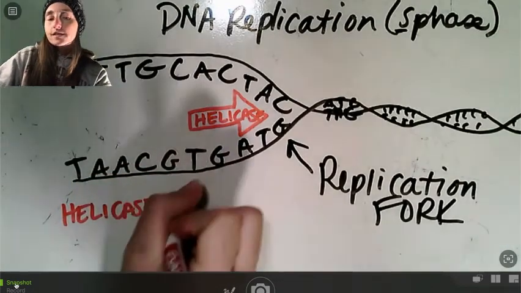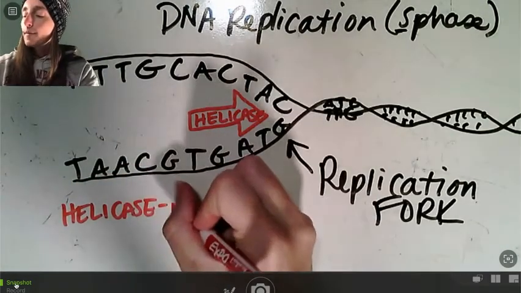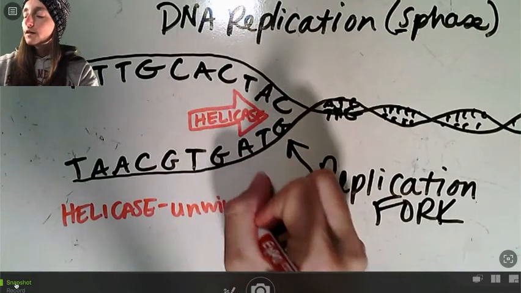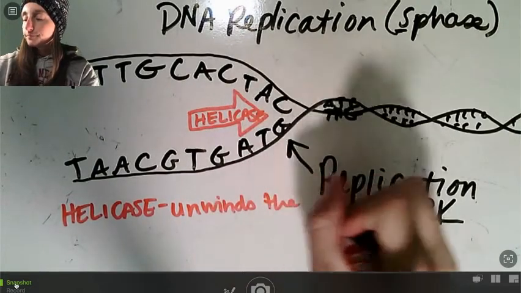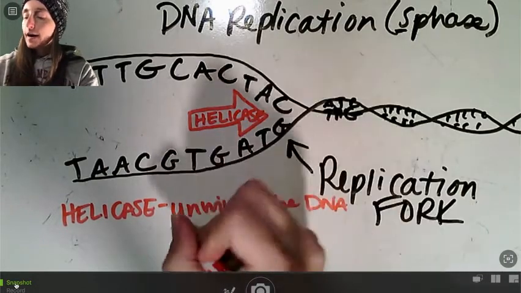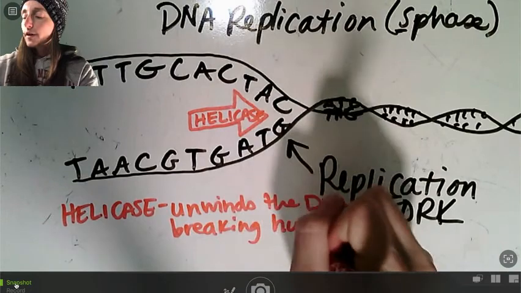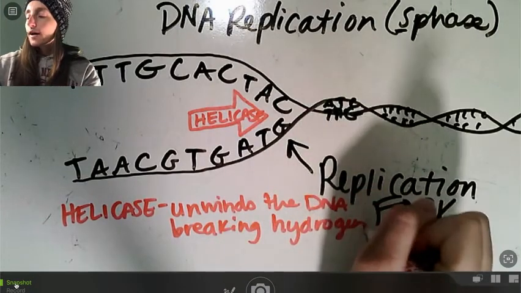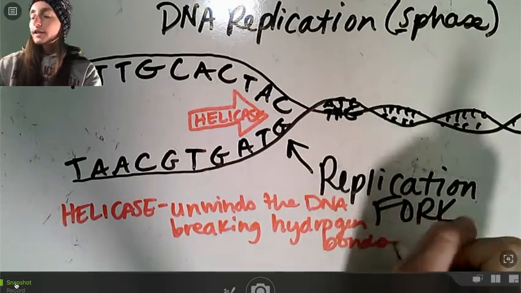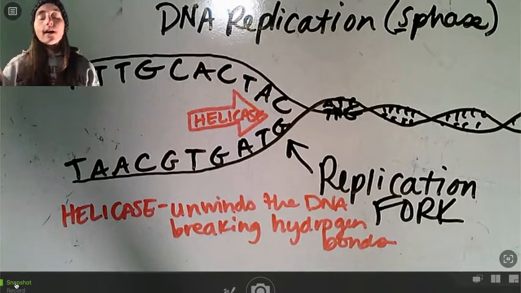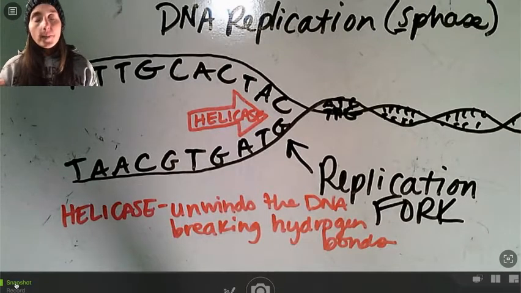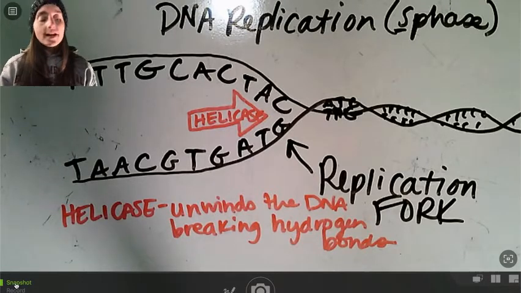What helicase does is it unwinds the DNA, and it does that by breaking hydrogen bonds. Breaking the hydrogen bonds allows the DNA to open so that the other enzymes can come in and make a copy of it. If it's all wound up, it can't have a copy made of it. So helicase is the first one on the scene, and it makes that happen.